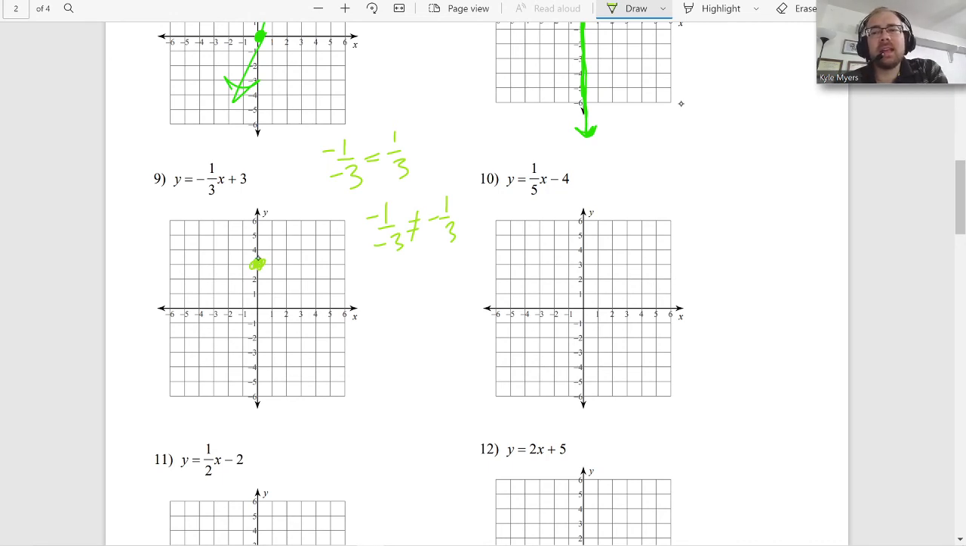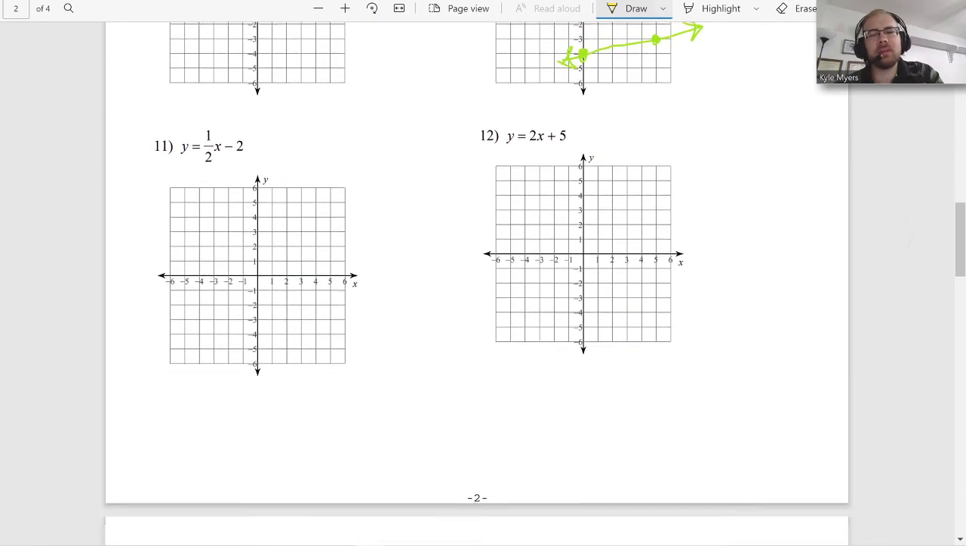So this negative, I like to put the negative on the top number. That's just my preference. I would go down 1 and then write 3. 1, 2, 3. And there we go. Minus 4. Go up 1 over 5. 2, 3, 4, 5. And there we go. All right, moving on.